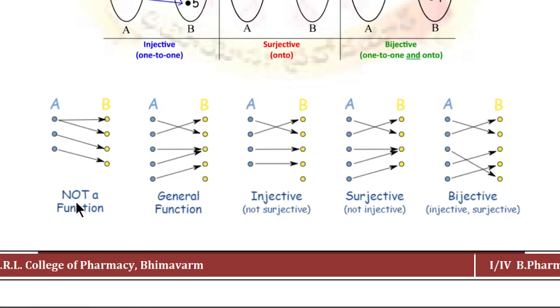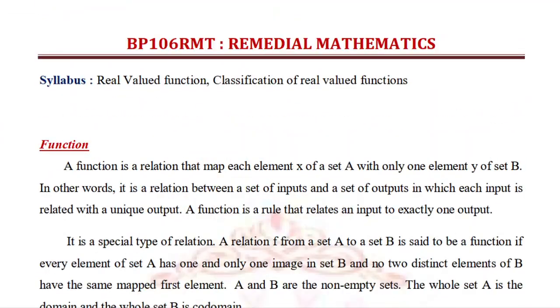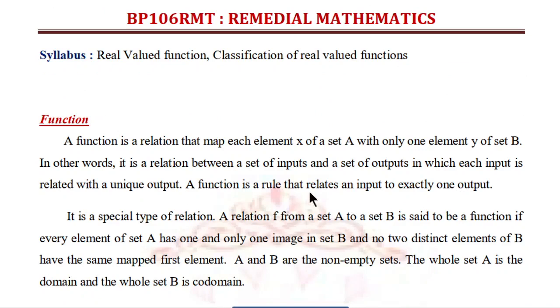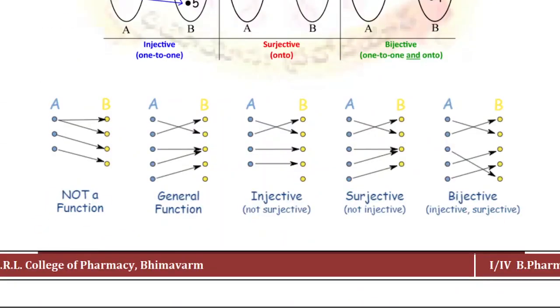Another example: it is not a function because an input has two outputs, but the basic rule for a function is that an input maps to exactly one output. Each input is related with a unique output, but here it has two outputs. So it is not a function.